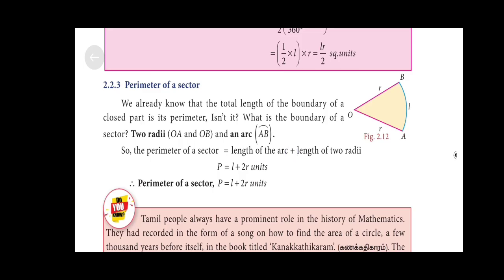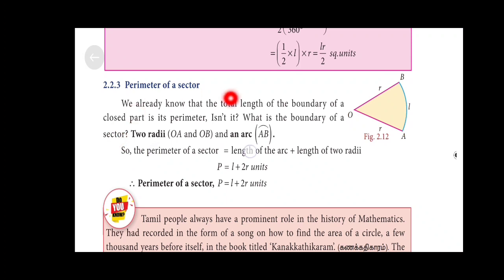Understand? Then we will see the perimeter of a sector. Perimeter means the total length of the boundary of a closed figure. Here, how many radii are there? Two radii, OB and OA, and one arc is there. So the perimeter of the sector is the length of the arc, that is L, plus two radii, OA and OB, so 2 into r, 2r units. The perimeter of a sector is P equals L plus 2r units.